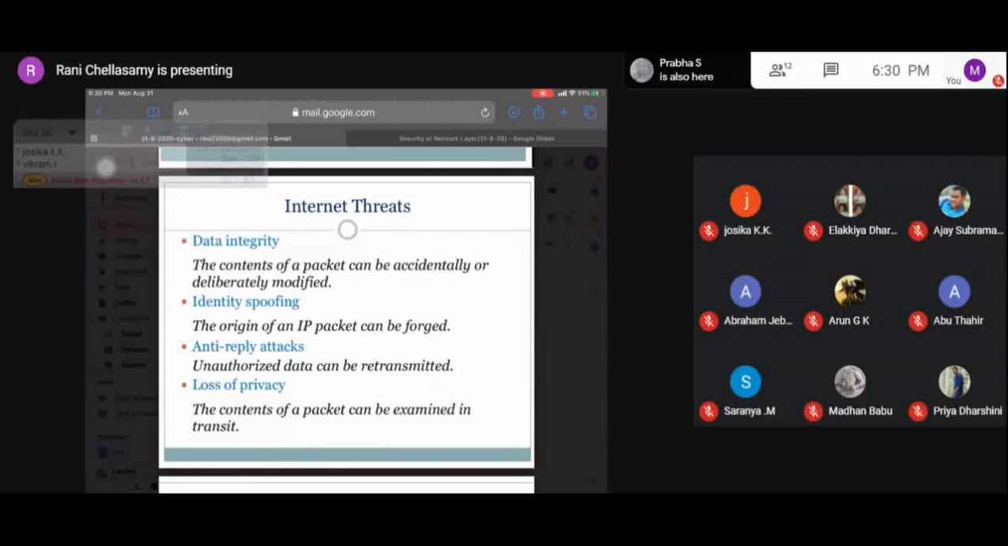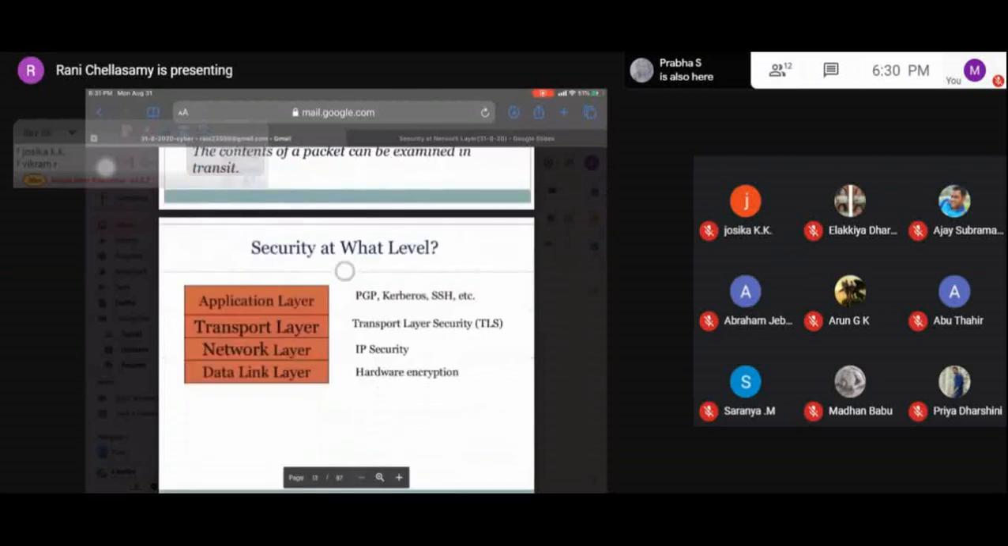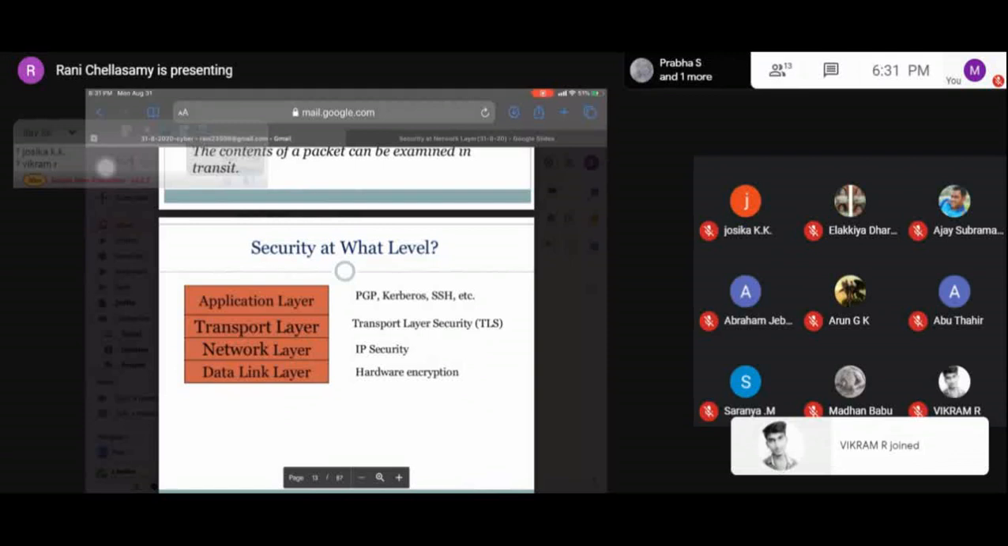To overcome all these threats, we move to security at each and every level or layer in the TCP/IP suite model. At the application layer, we will be using the PGP protocol, Kerberos, and secure socket hash protocols. At the transport layer, we'll be using SSL and TLS, and at the network layer, we'll be using protocols like IP security.